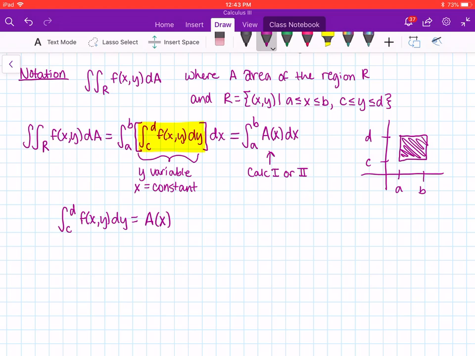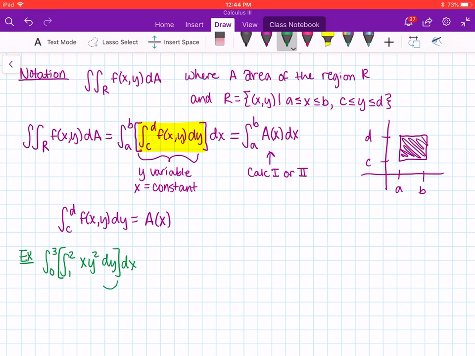Okay, so let's actually do an example so we can get used to what's happening. And just remember, we're going to work from the inside and go out. So our example is going to be the integral from 0 to 3, and then from 1 to 2 of xy squared dy dx. Now remember, we're working from the inside out, so the inside integral is going to refer to the y variable, and the outside is going to be referring to the x variable.